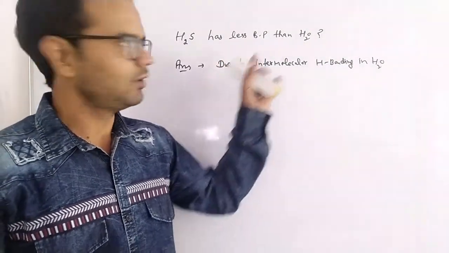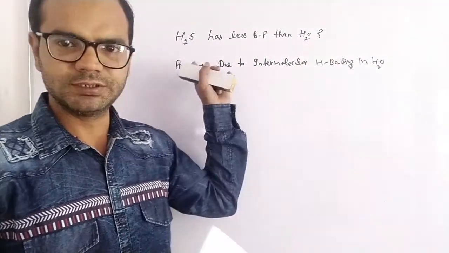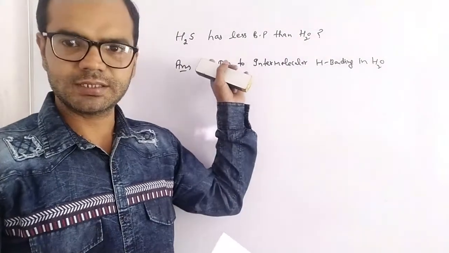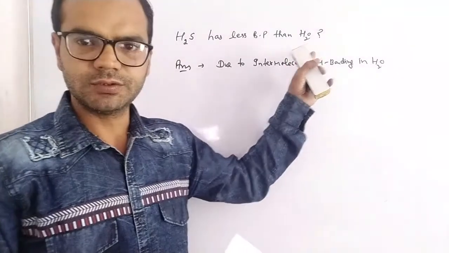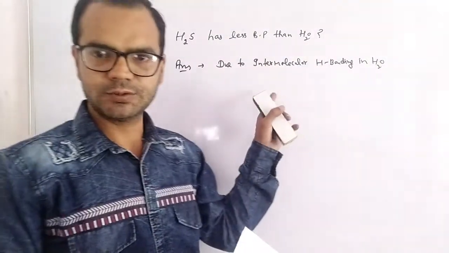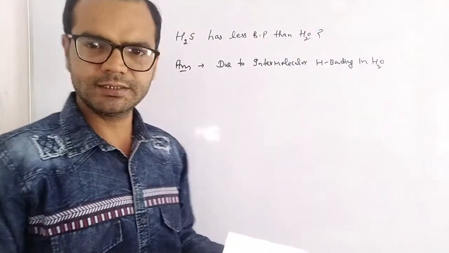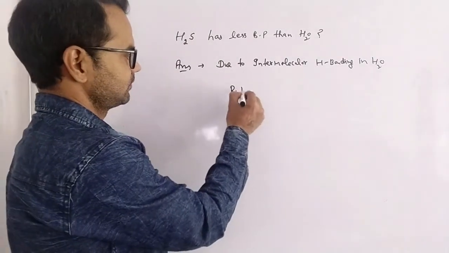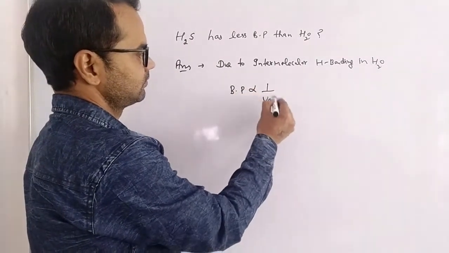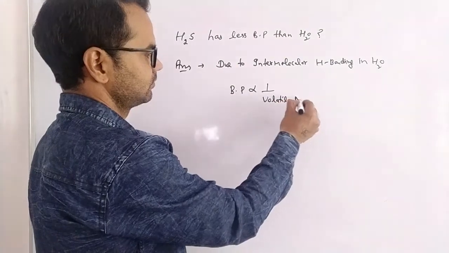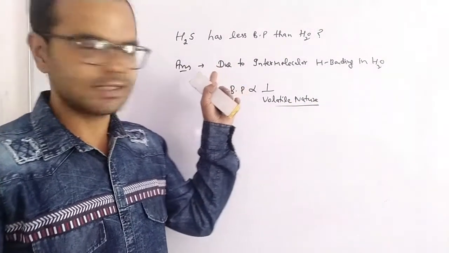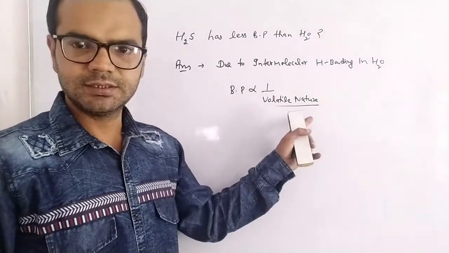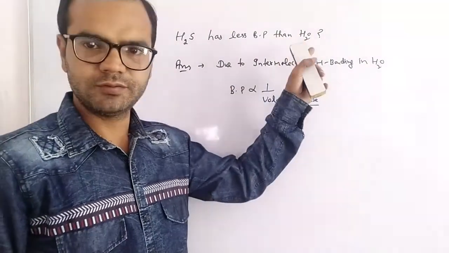Here is another question: why is H2O a liquid but H2S a gas? Another question: why is H2S more volatile than H2O? As we know, boiling point is inversely proportional to volatile nature. So if hydrogen sulfide has a lower boiling point, it means it is more volatile as compared to water.